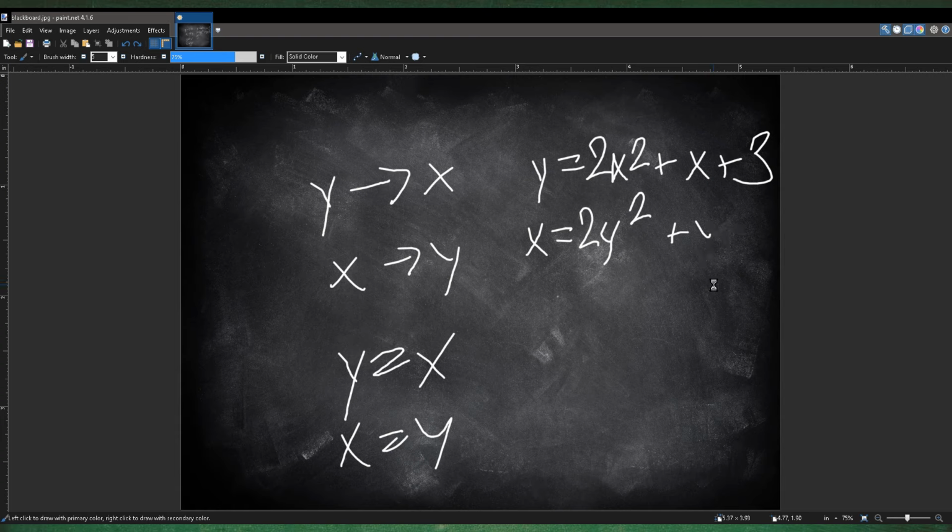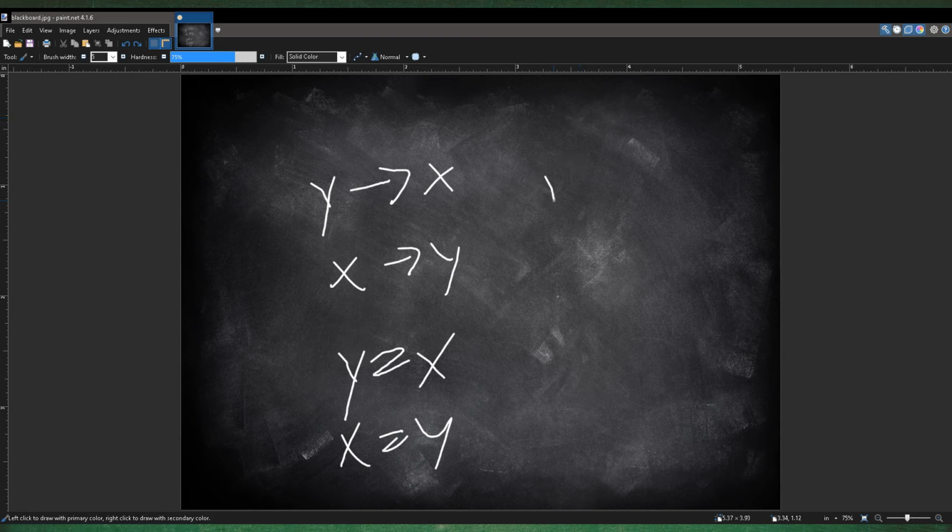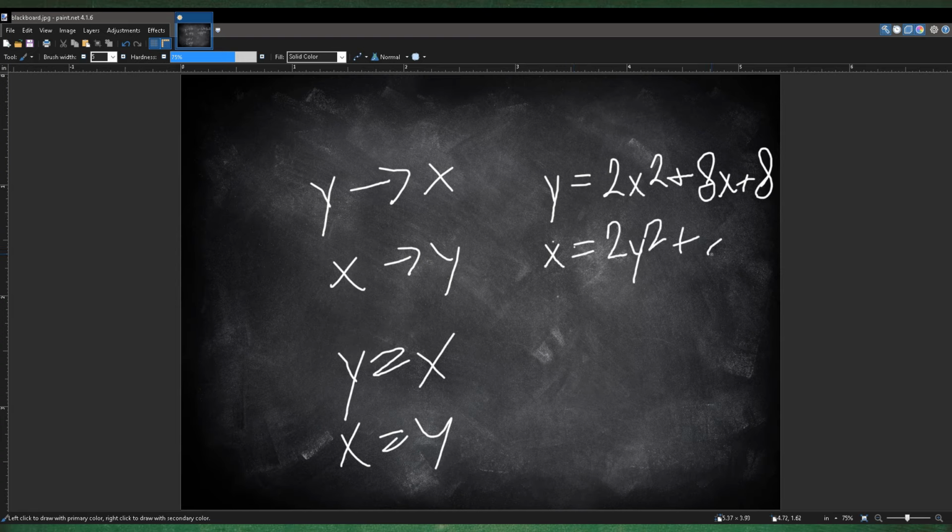I want to make it factorable. So it'll be like y is equal to 2x squared plus 8x plus 8 or something like that. And you switch the values: x is 2y squared plus 8y plus 8. And you kind of, sorry, it's getting cut out there. I'm running out of space.